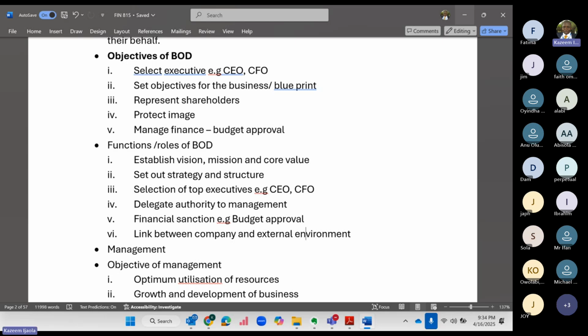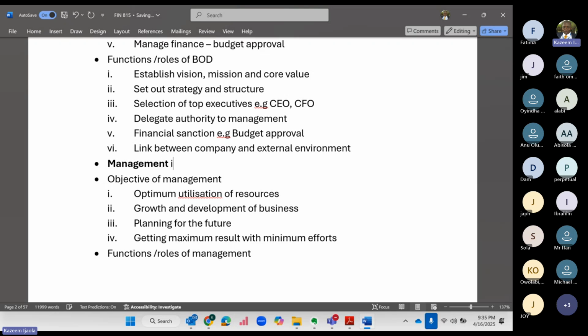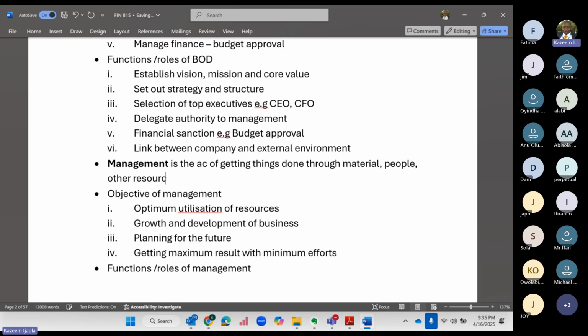Directors are appointed by the shareholders, but management are appointed by the directors. That's the difference. It is the director that appoints management. So what is management? According to Peter Drucker, management is the act of getting things done, through material, people, or other resources, anything, just to ensure that things move from A to B.